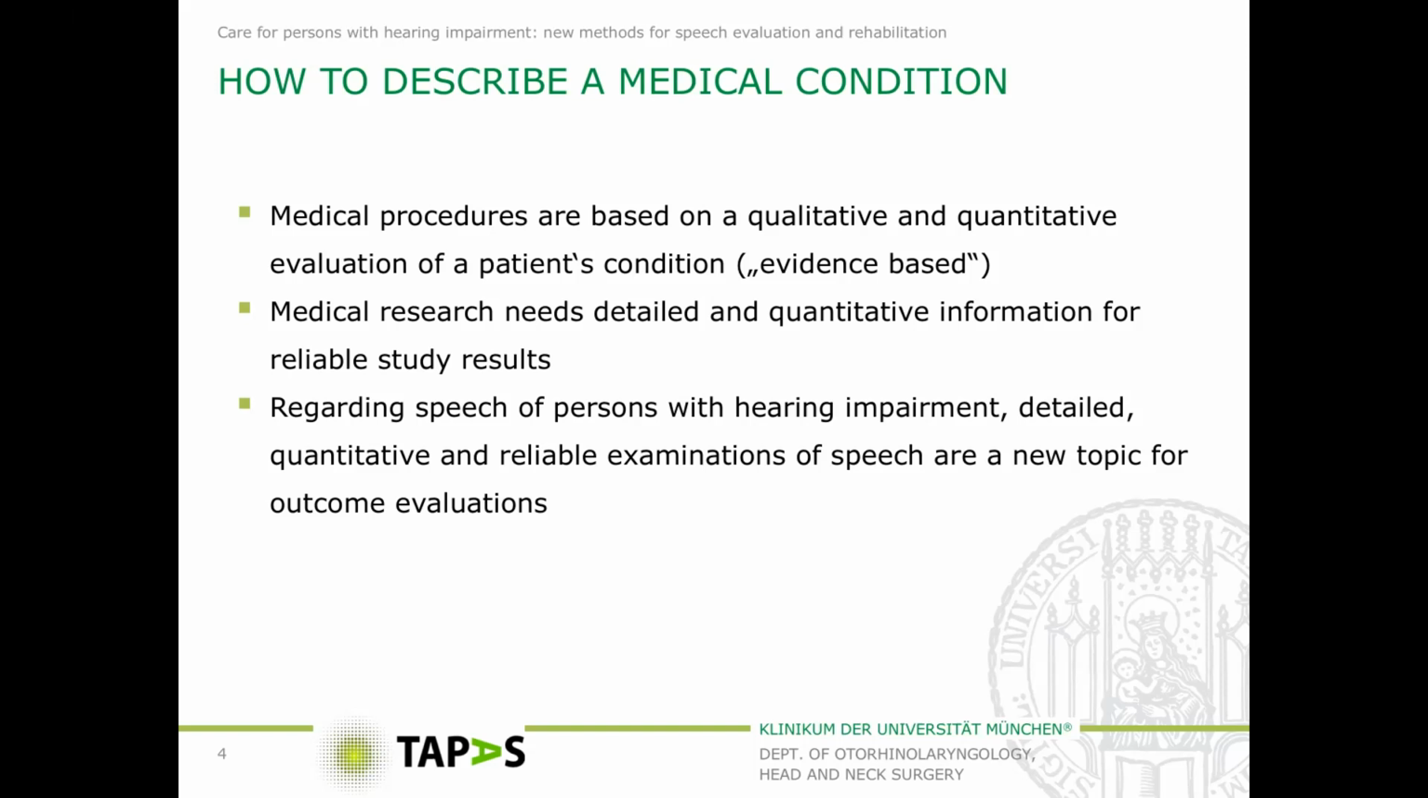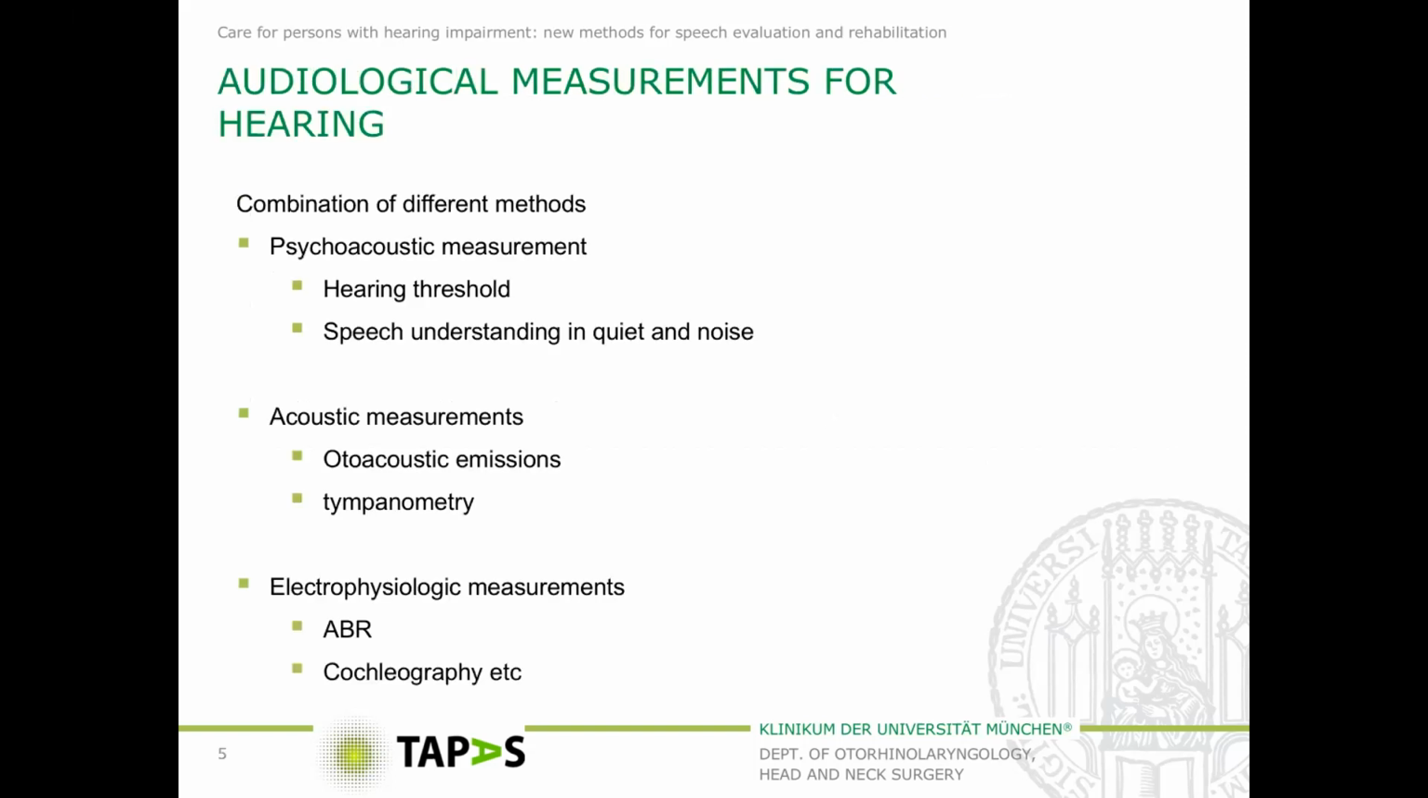So for hearing, just let me take you into this topic for a short time. If we examine hearing, it's always a combination of different methods. So in the end, we have a really multidimensional assessment of hearing, and we can say something about the quality of hearing, what kind of hearing loss we have. Is it conductive, or is it the inner ear, or is it the hearing nerve? And we can tell about the extent of the hearing loss. And we have this combination of psychoacoustic measurements, which means the patient has to contribute to the measurement.